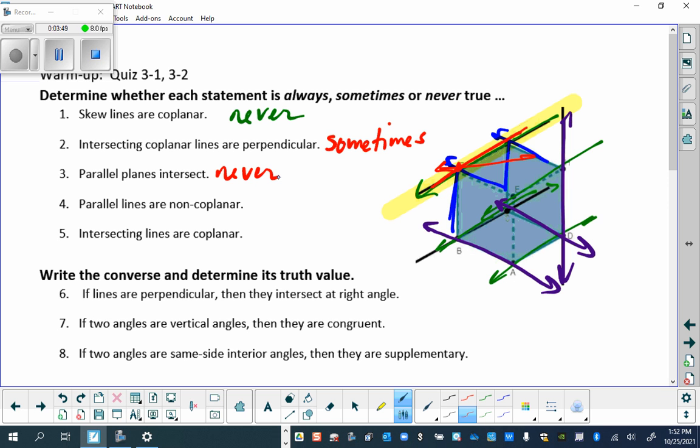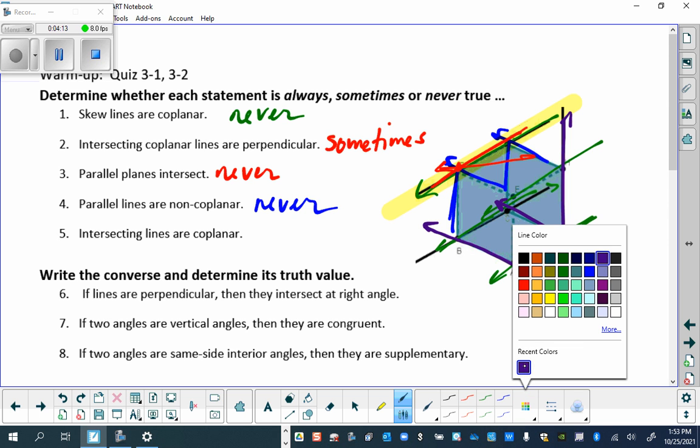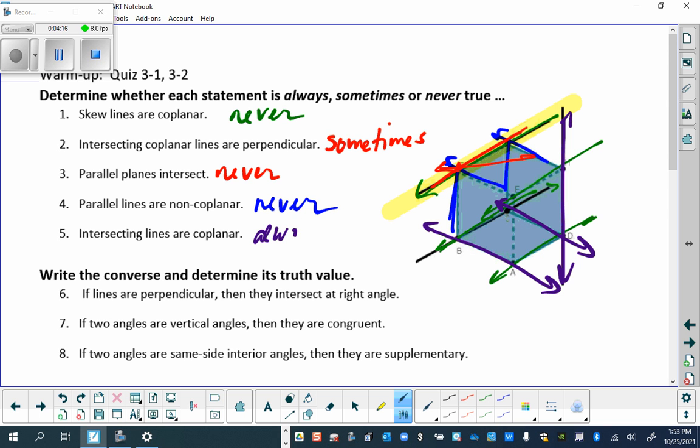All right, parallel lines are non-coplanar. Sometimes, always, never. Go. Never. Because if they're parallel, they're in the same plane. So that's why that's never true. Intersecting lines are coplanar. If they intersect, they are always in the same plane. The only way that lines can intersect is if they are in the same plane.